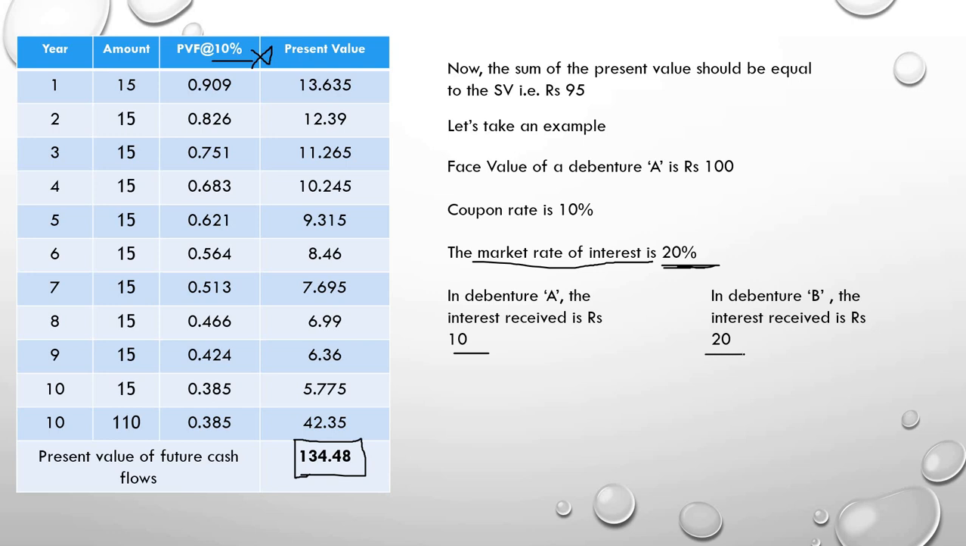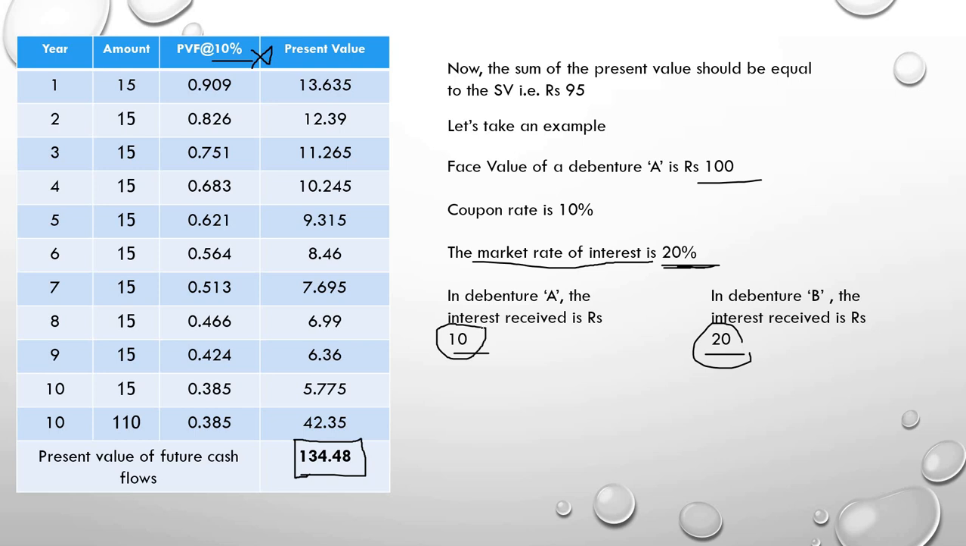So as an investor, I am never going to purchase debenture A, because debenture A is taking rupees 100 and giving me 10 rupees interest only. Rather, company B, that means debenture B, is also charging rupees 100 but giving me 20 rupees as interest. So as an investor, I will always go with debenture B because my returns are more. Over here I am getting 20% return and over here I am getting 10% return.